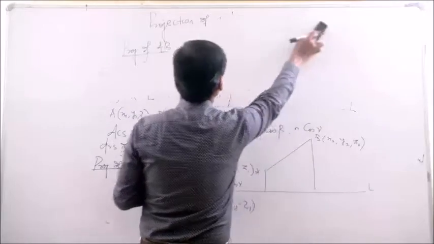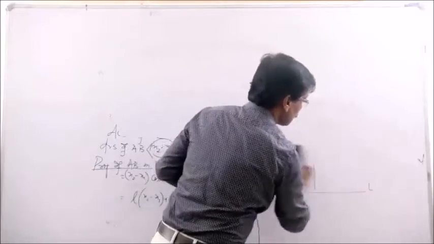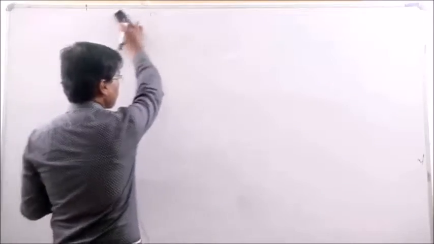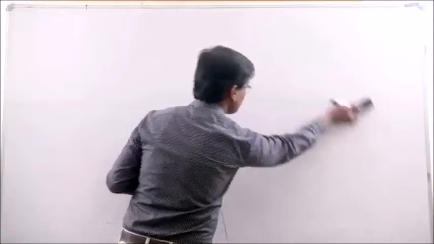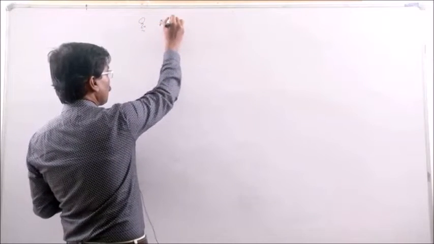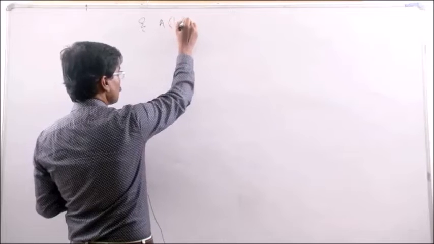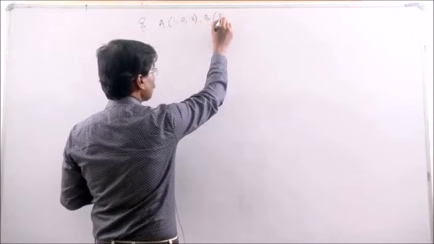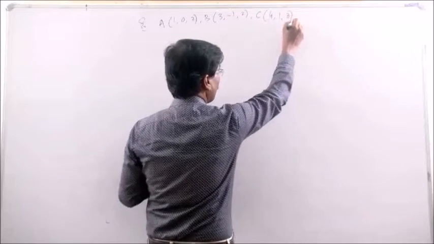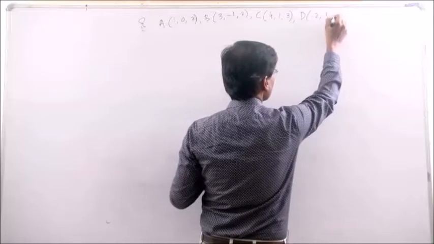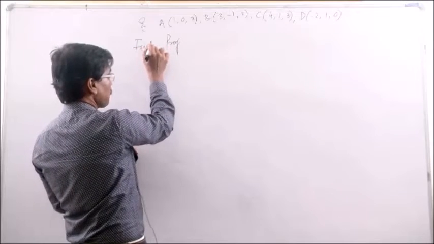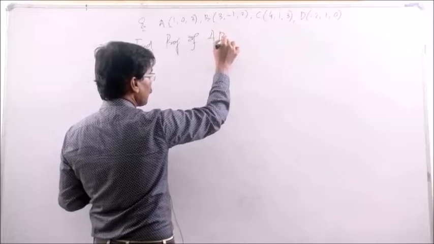So, take one example: we have A (1, 0, 2), B (3, minus 1, 2), C (4, 1, 3), and D (minus 2, 1, 0). Find the projection of AB on CD.